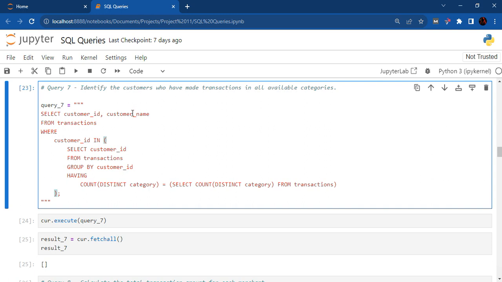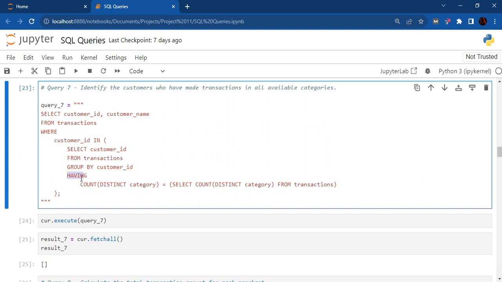Okay, the next one is to identify the customer who has made transactions in all available categories. Now we have to select the customer ID and the customer name from all transactions. Now these are where statements, so I have to give a condition. For the customer ID in, we should give a subquery. Now this is a subquery inside this query. What the subquery is doing is selecting the customer ID from transaction, grouping by the customer ID.